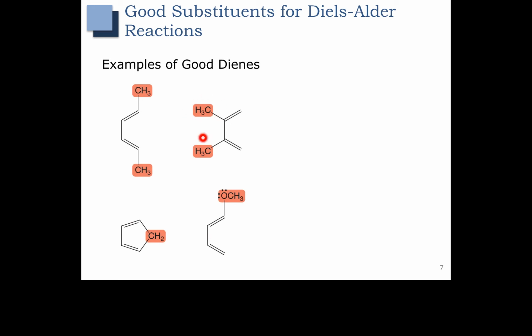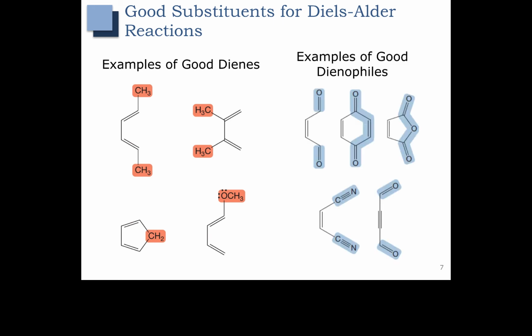So you can see we have lots of methyl groups. Methyl groups are good donating groups, an ether. And so those are all good dienes that are going to proceed well in the Diels-Alder reaction. For dienophiles, again, you can see that what we learned in chapter 23 can be applied here. We have electron withdrawing groups that we saw in chapter 23 as good electron withdrawing groups. An aldehyde, a ketone, an ester, a nitrile, those are all strongly electron withdrawing groups, and those are going to work well in the Diels-Alder reaction.